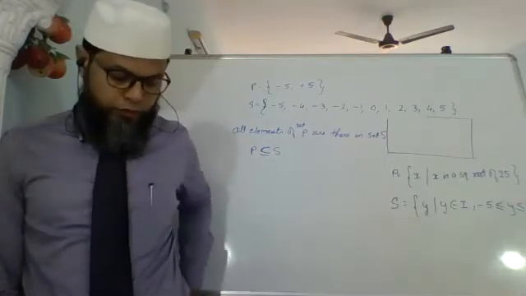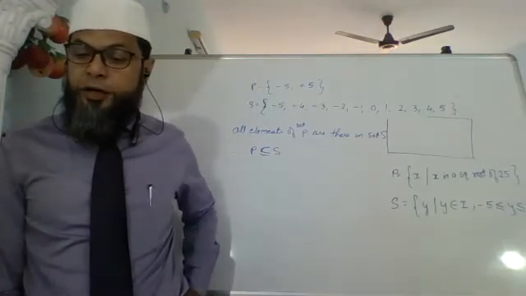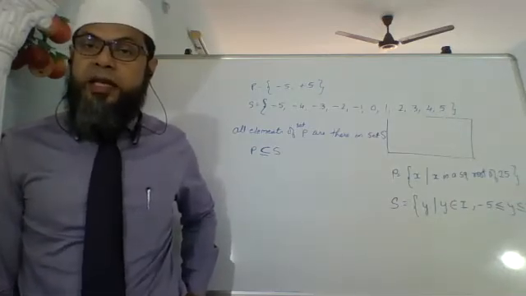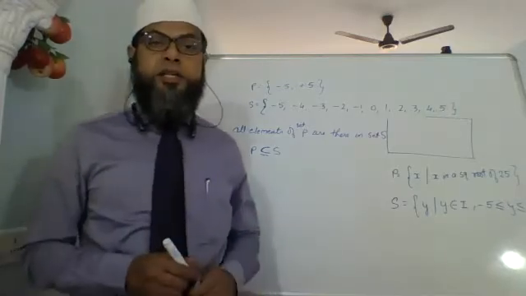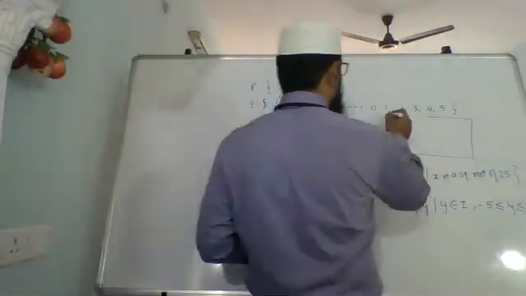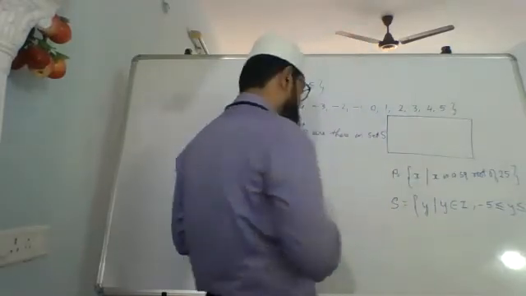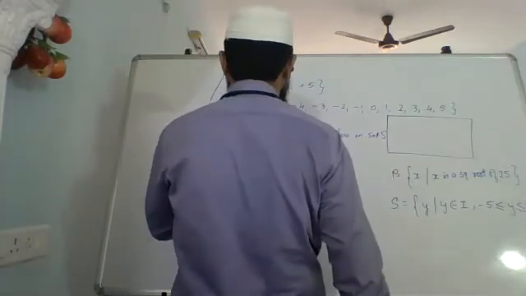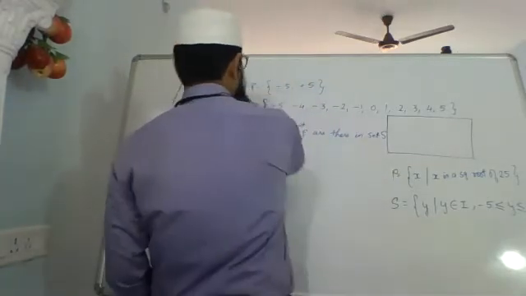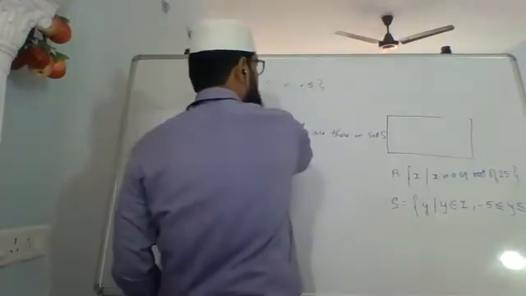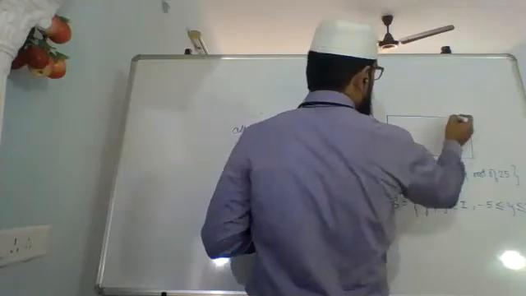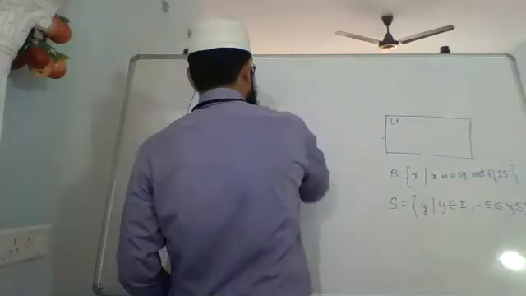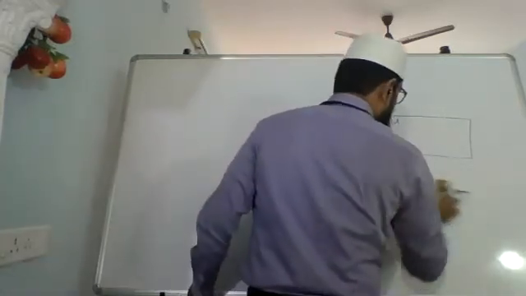It is denoted by the capital letter U. And in a Venn diagram, what is it? In a Venn diagram it is represented as a rectangular box like this. Okay, so this is going to be the universal set.